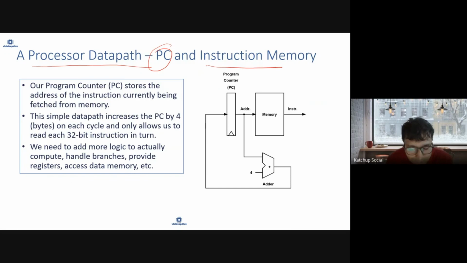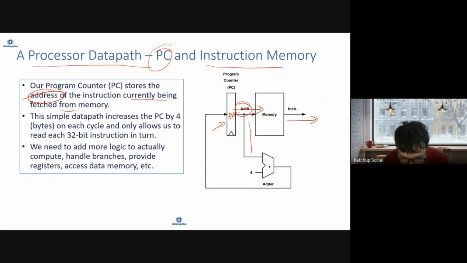A program counter basically stores, what does it store? It stores the address of the instruction. Okay, so basically it stores the address of the instruction currently being fetched from the memory. So the program counter will have the address here, which will fetch from the memory what instruction should be performed. Okay, so it will give the address to the memory and your instruction will come out.